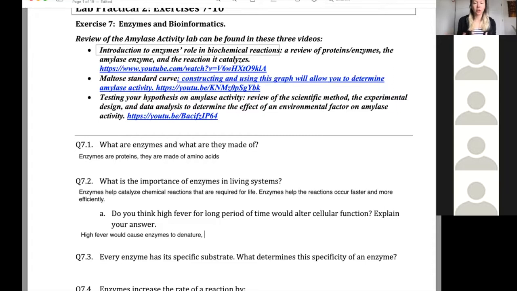And then what would this do to general cellular functioning? It will have a terrible effect on the cellular function. Right. The enzymes would denature, and if they're not around to catalyze these chemical reactions, then the cell's function is going to suffer. Without enzymes, many chemical reactions would just stop, and that would be very bad.